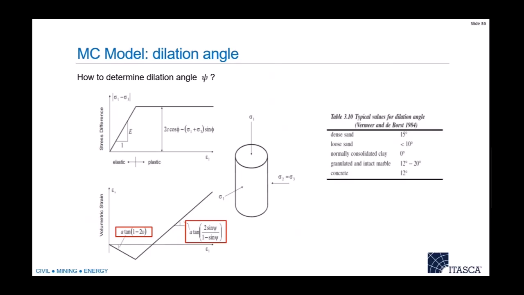Then again, here are some values for dilation angle. Maybe I was a bit wrong. 15 degrees for dense sand, less than 10 degrees for loose sand. Yeah, 0 for clay.